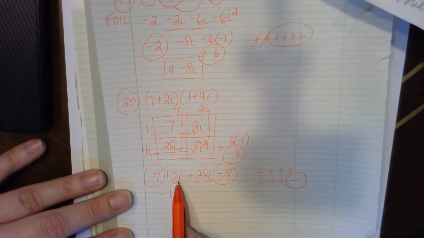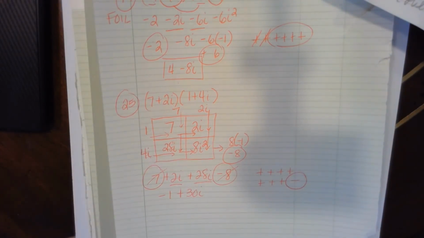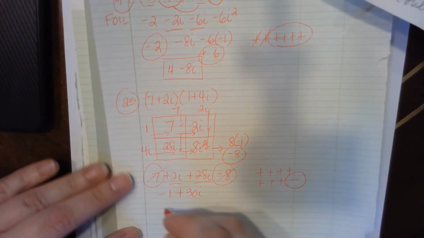Then I'm going to combine a positive 2i and a positive 28i. 2 plus 28 is 30, and then I just give them their label. And my answer is -1 plus 30i.